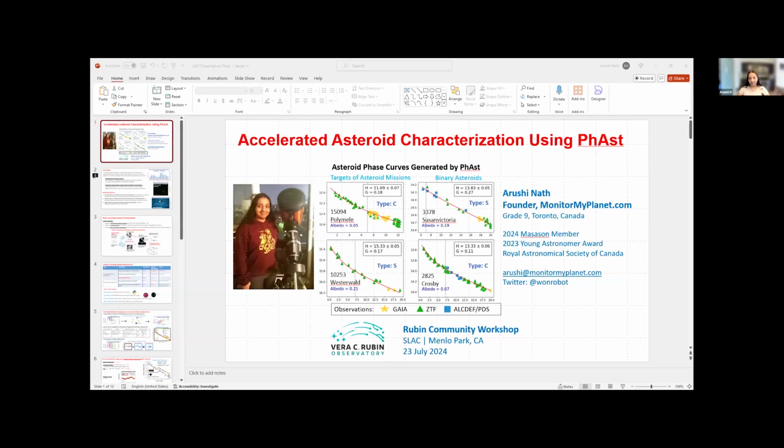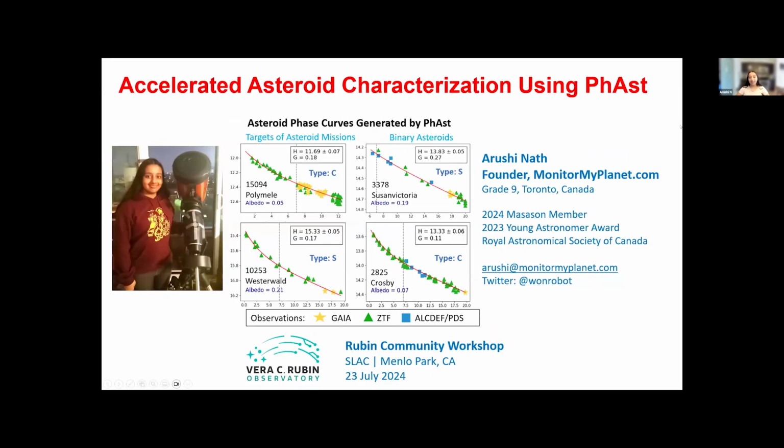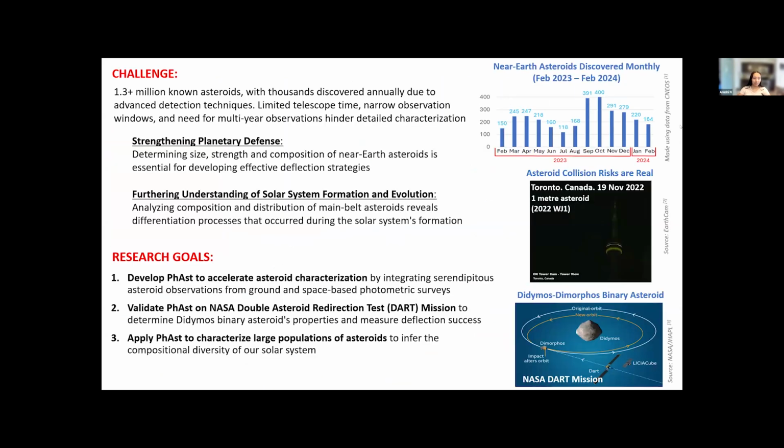Hi, it's great to be here. Hello, everyone. My name's Arushi, and I'm a grade 9 student from Canada. I hope you can see my slides. So today I'll be talking about my algorithm PhAst, which I created to accelerate asteroid characterization, and I'll be talking about why I'm excited about the LSST telescope.